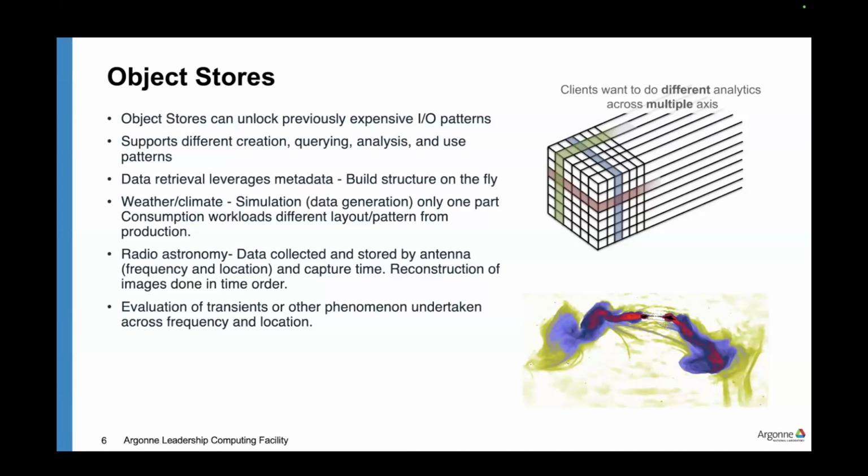Previously, with Lustre, accessing certain slices is expensive because you have to load the entire data and there are file misses and cache misses. But with object stores, you can use the metadata to form the structure and then query different objects on the fly.